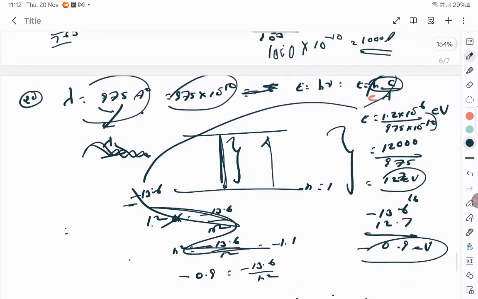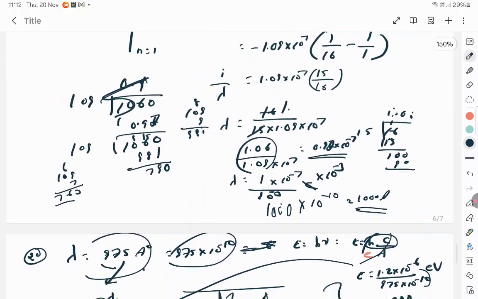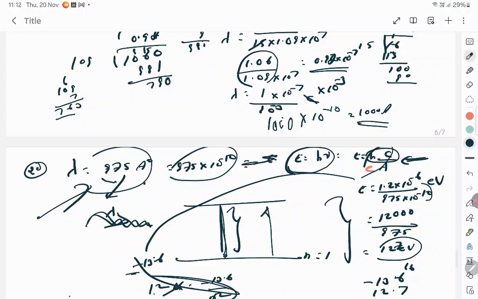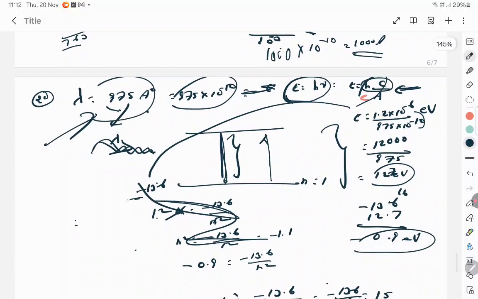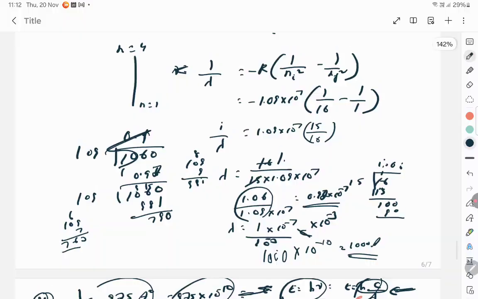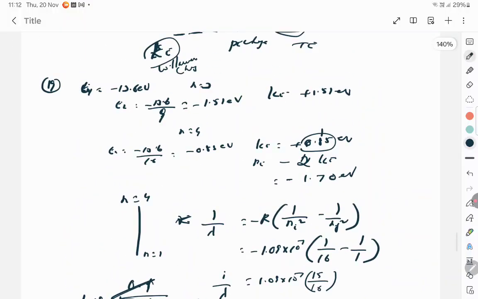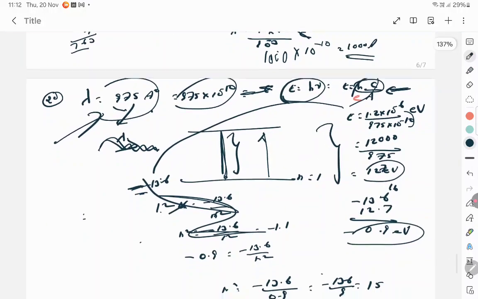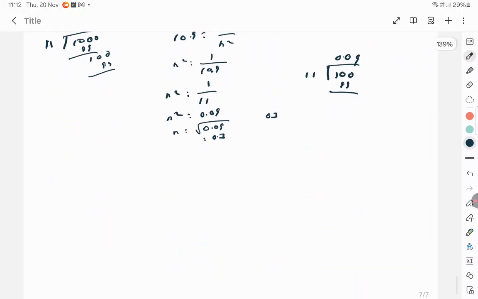This method is so much easier. So whenever they give you incident wavelength, you calculate the energy using that incident wavelength. And that energy will be positive, added to minus 13.6, which means you're subtracting basically. You get the new energy and substitute in En is equal to. So let's not use the method that I used. Whenever you have incident wavelength, we'll never use this formula. We'll use this only.